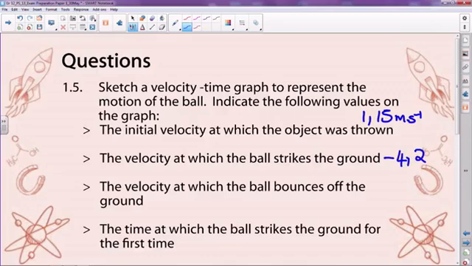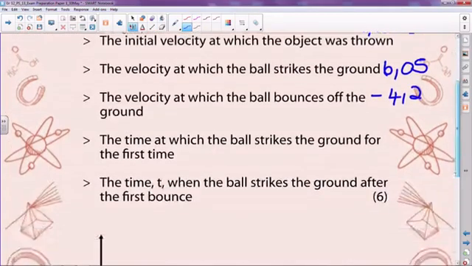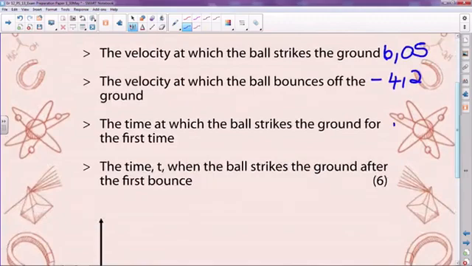The velocity at which it bounced off the ground was, no, that's the velocity which it bounced off the ground. It struck the ground. Oh, let me go back here. Now I'm lying to you, see? It's very important that I'm hoping somebody's screaming at the TV right now. Just be quiet. Don't make it too loud. It strikes the ground at 6,05. That's right. Then it bounces back up at minus 4,2. The time at which it strikes the ground for the first time, that's 0,5 seconds. The time t that it strikes the ground again, which is 1,36 seconds.